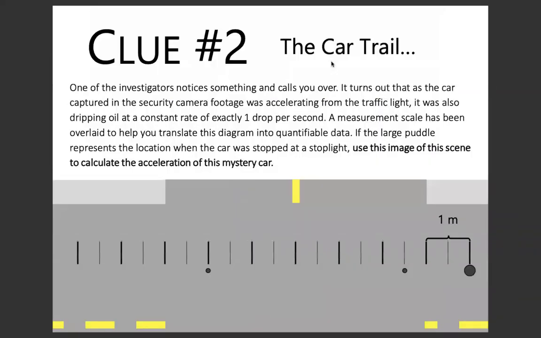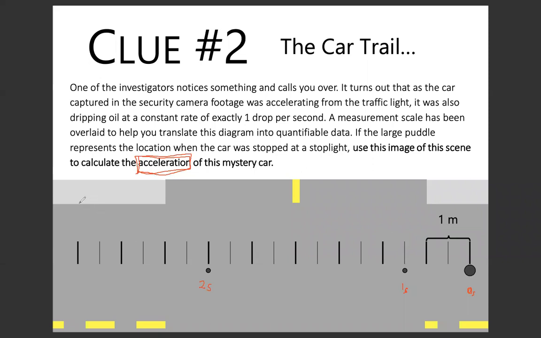So moving on to the next clue, we see these oil drops. And so this oil drop fell while it was, that's the 0-second mark. That's while it was at the stoplight. And this is 1 second after it started driving. And this is 2 seconds after it started driving. And what we want to do is figure out the acceleration of the car. So since we know the acceleration of the car, we can use that to maybe calculate other things.